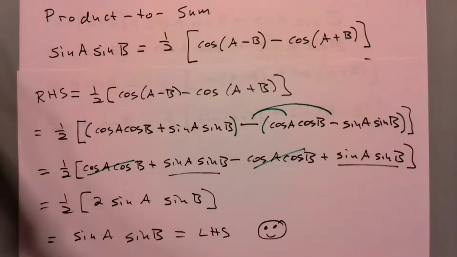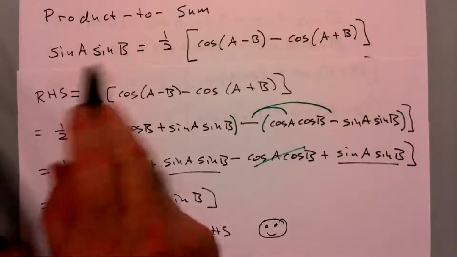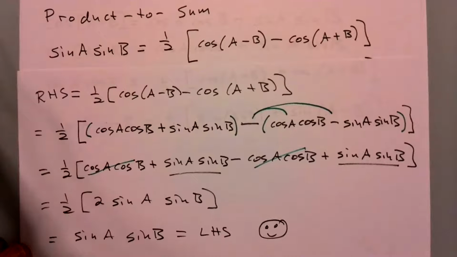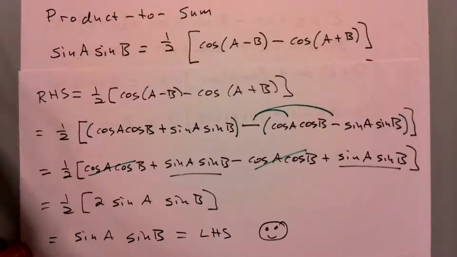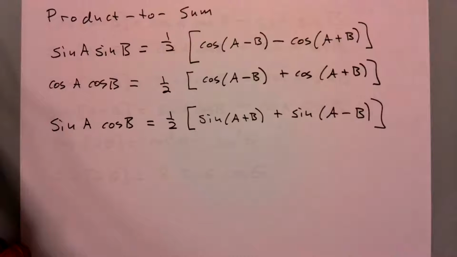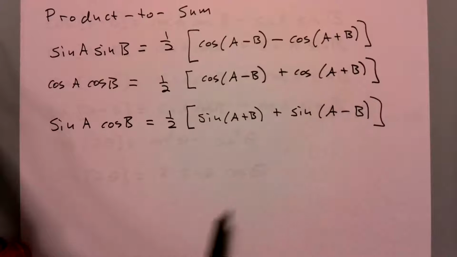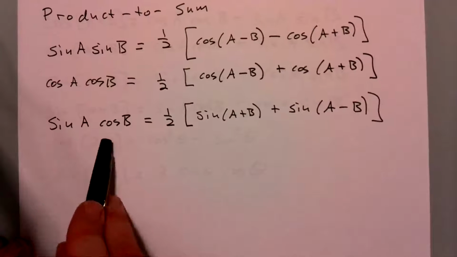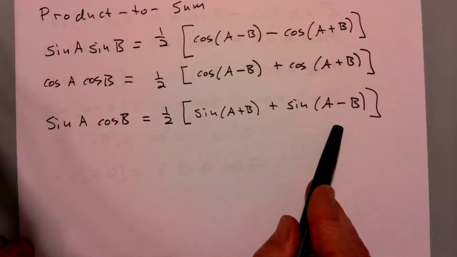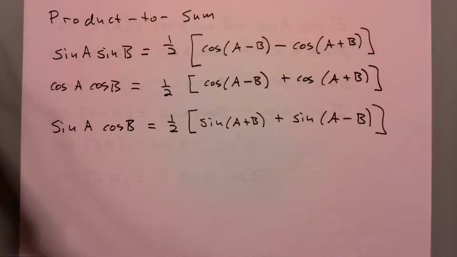We have a few more product to sum identities for you to work with. So I've given you this first one that we've actually proven. Let's go ahead and take a look at some others. So we have cos A cos B is 1/2 cos A minus B plus cos A plus B. Sine A cos B is 1/2 sine A plus B plus sine A minus B. And again, I encourage you to try to prove those as you move along. All right, well, let's see if we can do a problem using these identities.